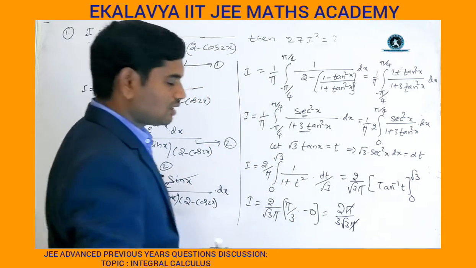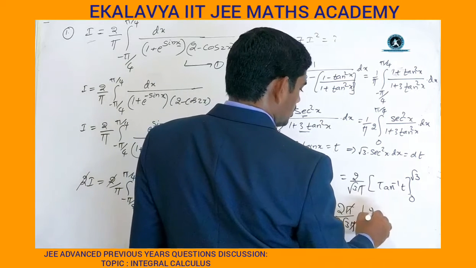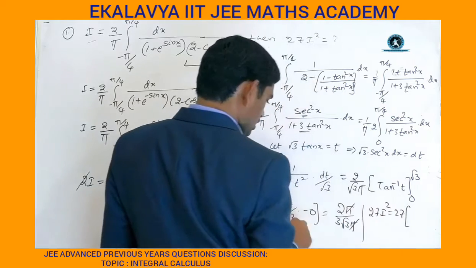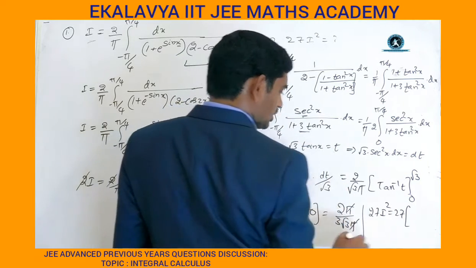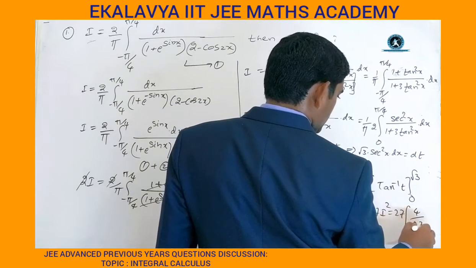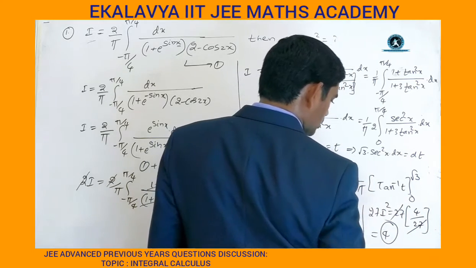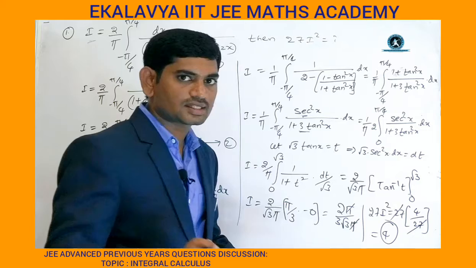Now what are they asking in the question? 27 times I square, which is 27 into the I value, 2 by 3 root 3, squared. So we get 4 by 27. Then 27 gets cancelled. Finally we get 4. So the correct answer is 4.